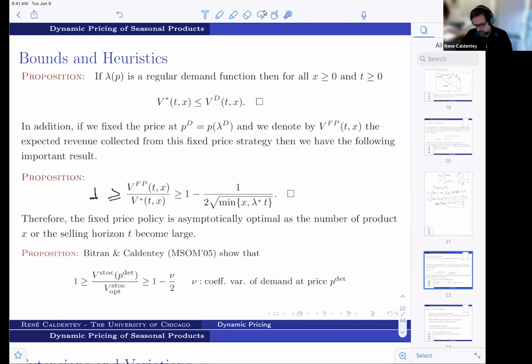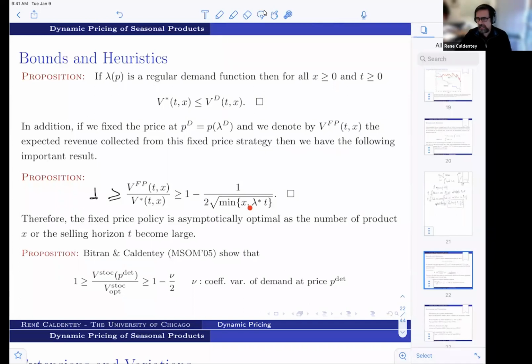And why this is useful is because it gives you a sense that if this minimum here is large, then this fixed price policy is actually asymptotically optimal. And when can this minimum be large? When both x is large and lambda star times T is large. So this gives you a sense of those regimes that we were discussing last week, where if your inventory grows large, but your mean demand also grows large, then you expect that these fluid policies will do well.